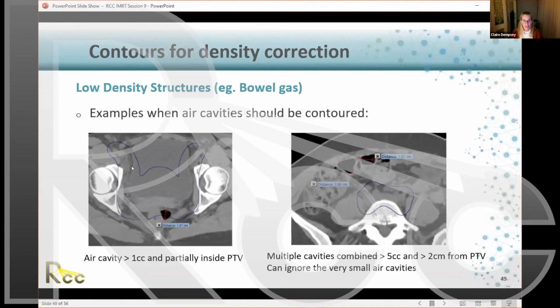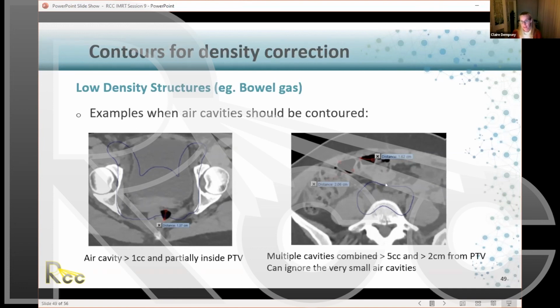So we've got our PTV here. This is obviously a PTV low. It's quite a big volume. And we've got an air cavity here. So it's partially inside our PTV and it's greater than 1 cc. So in this case, we would contour this air cavity and we would assign it a density of tissue.